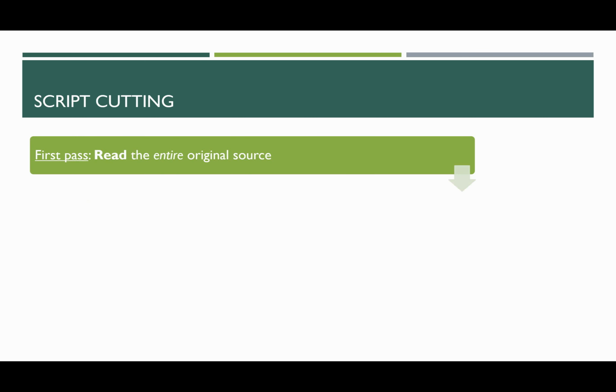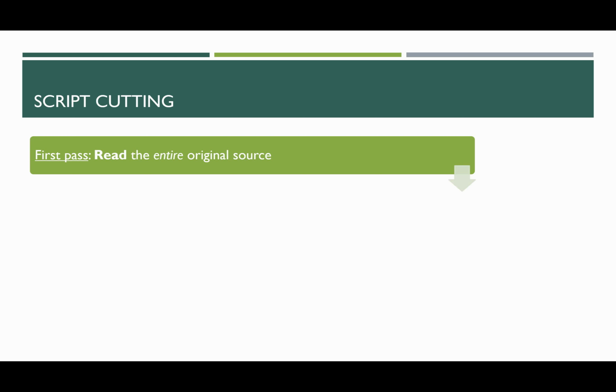All right. So here's how I lay out the process. The first pass is you read the entire original source. Notice I emphasize entire, right? So if you're cutting a 3-act play, but you only want to include 1 act, you still need to read the whole play. Don't just read that one section. If you're cutting from a specific portion of a book, or maybe a few chapters, you still want to read the entire book.